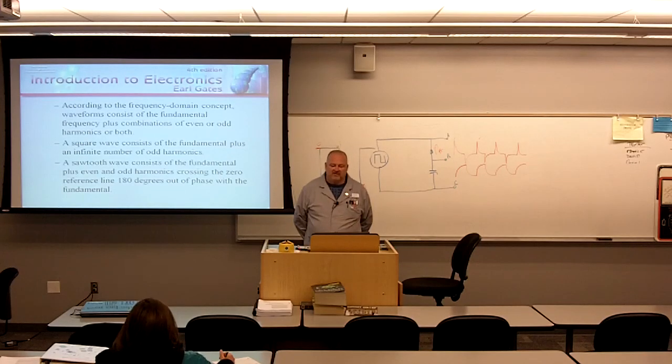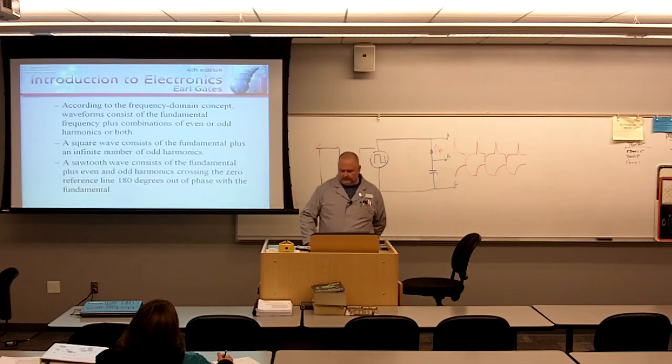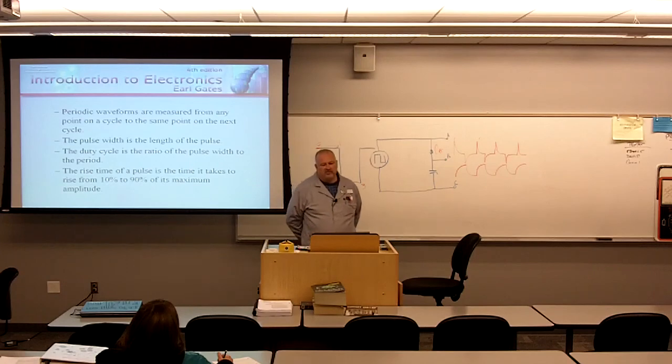A square wave consists of the fundamental plus an infinite number of odd harmonics. A sawtooth waveform consists of the fundamental frequency plus even and odd harmonics crossing the zero reference line 180 degrees out of phase with the fundamental. Periodic waveforms are measured from any point of the cycle to the same point on the next cycle.